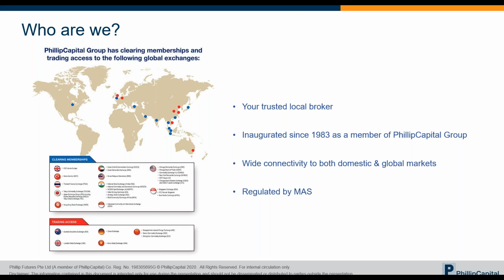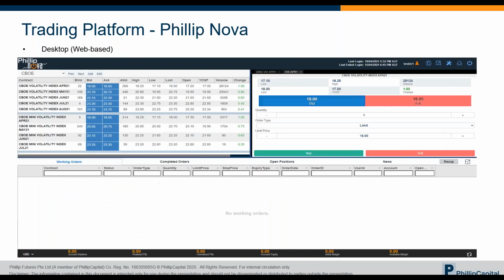Of course, in this modern landscape, I'm sure there are many other brokers which you can choose from to trade with, but just allow me to share some of the broker support which Phillip Futures is able to provide you with. Okay, so firstly, we have our proprietary in-house trading platform. It's called Phillip Nova, and this platform is for trading futures and options. It is browser-based and it provides you accessibility from your desktop, mobile, and also your tablet.